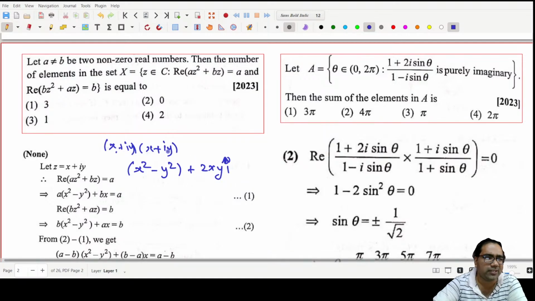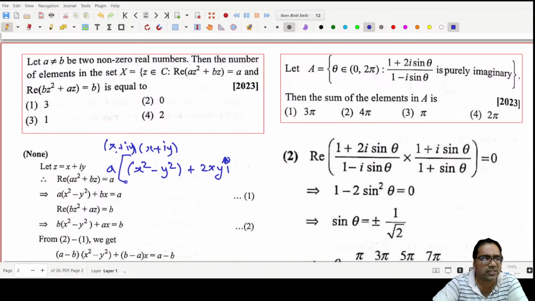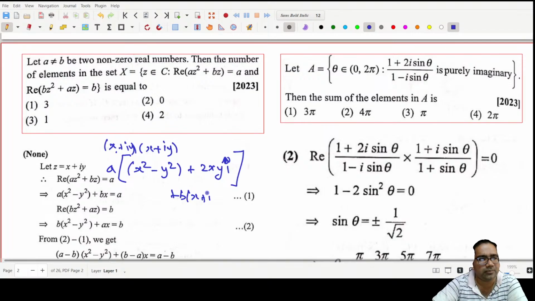Okay, x square plus iy square. iy whole square is minus y square. Plus 2ab. Agreed? Now, this is z square, right? Now we want real of az square. az square is a into this thing, plus bz. That means b into x plus iy, right? So, az square plus bz. So what is the total real part? a into this one plus b into x. That should be equal to a. Understood? That's how we got this.